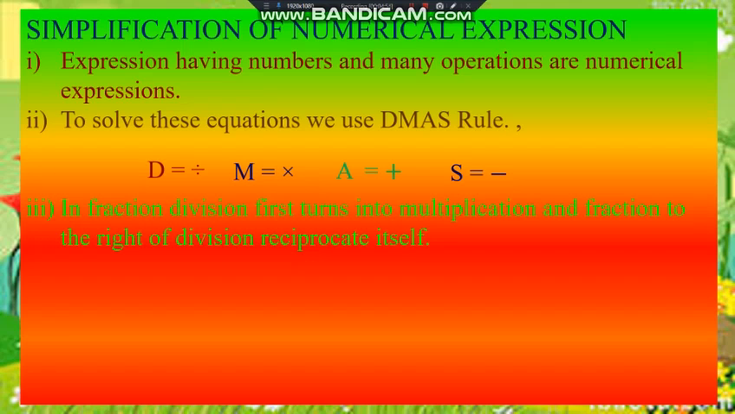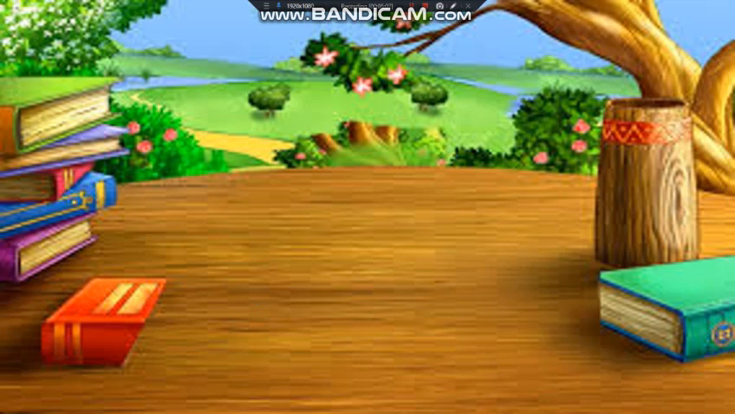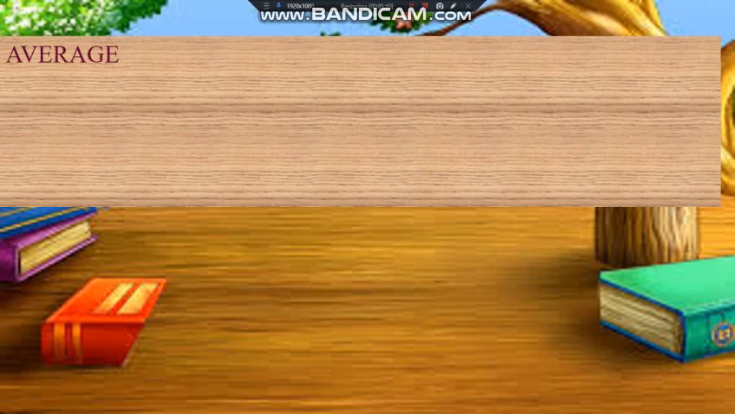Okay, now when we multiply this fraction, we can cancel the numerator and denominator if it is possible, and then we simply multiply numerator with numerator and denominator with denominator. Fine, dear students.